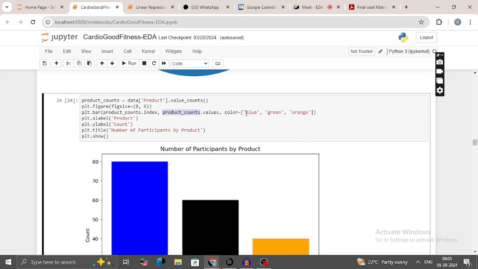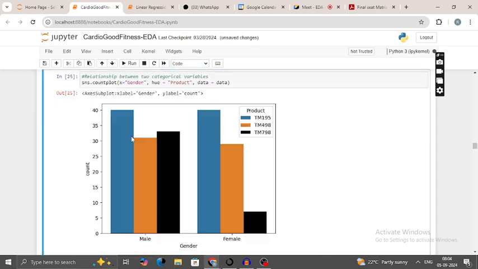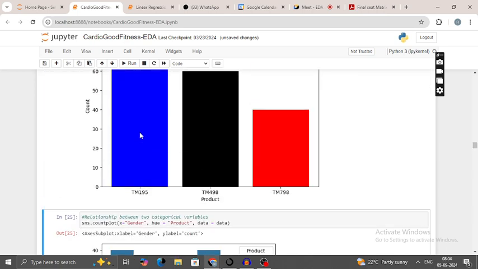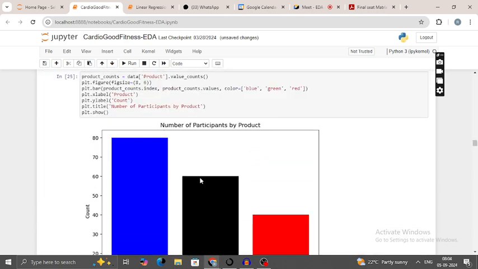Whatever comes to your mind, you cannot give like that. Some standard colors you can give. So you can give some red. Okay, so something like this. So let us see. See, number of participants by product, you are able to get it, bar graph.